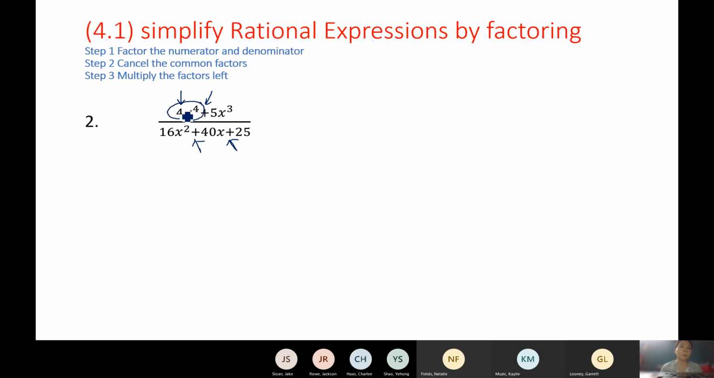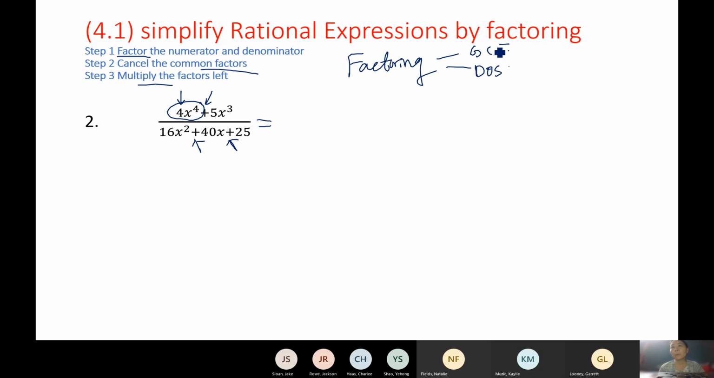So you won't be able to cancel the 4 and the 16, or x squared and x fourth. So for these questions, I wrote down the steps here. First, you have to factor, then you cancel common factors and multiply the rest of the factors out. And recall the factoring types we did before on the first exam. We have 4 of them: GCF, and we have difference of 2 squares.